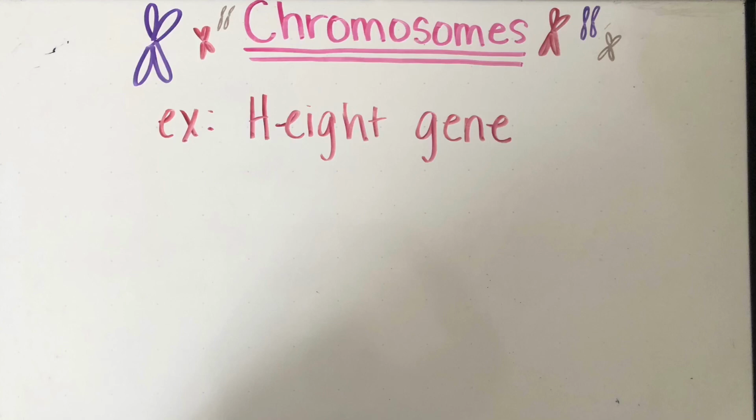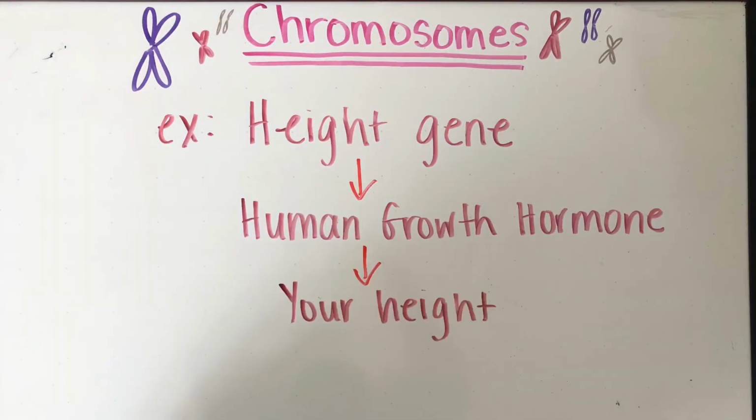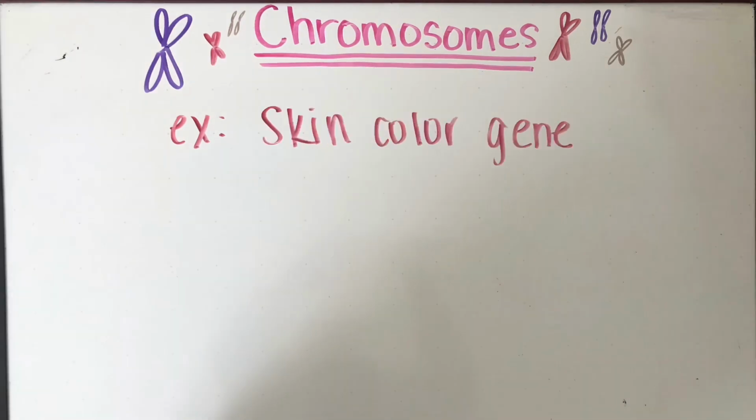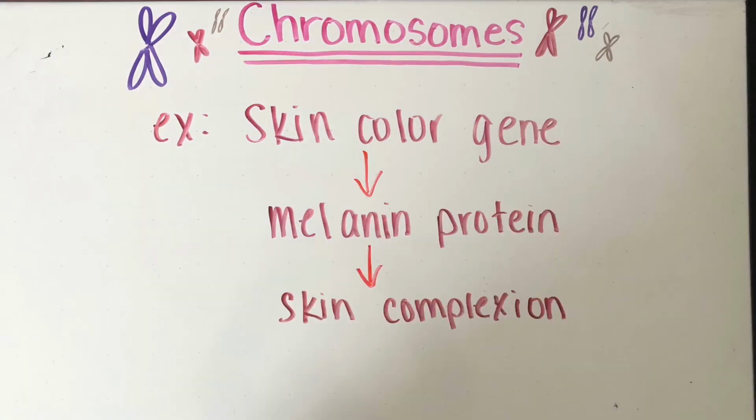The height gene gives the instructions to help the body make the protein, which we call human growth hormone. This then gives you the trait, which is your height. Another example would be your skin color gene, which gives instructions for your body to make the melanin protein. Your melanin protein then will give you your unique skin complexion.